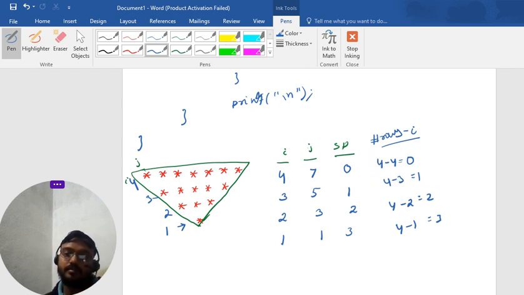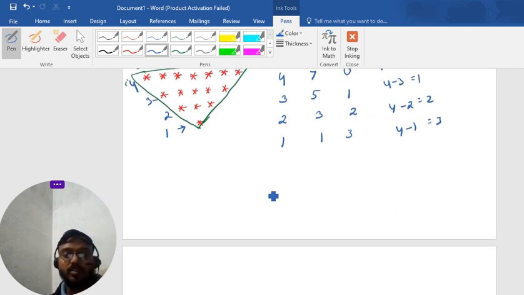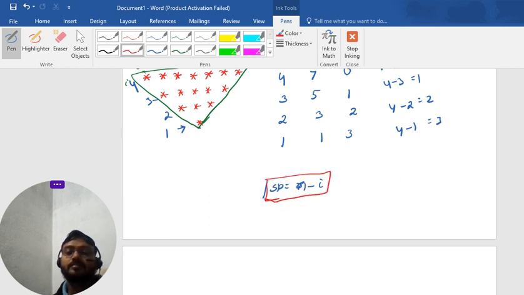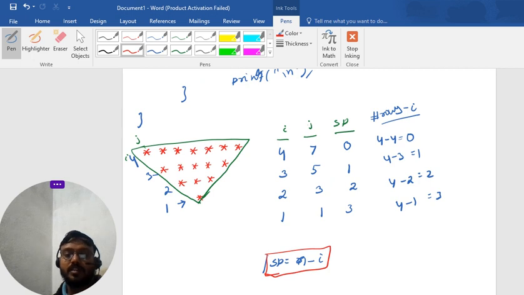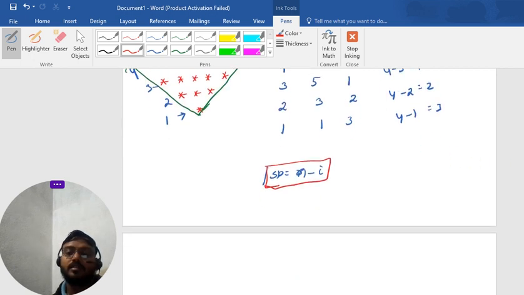Then what is SP? SP is nothing but n, right, minus I. Okay, minus I. And minus I. Post to that, what I have, I have the SP.